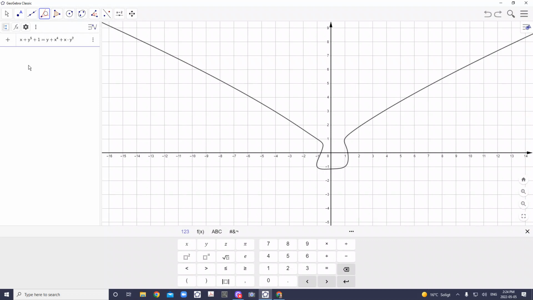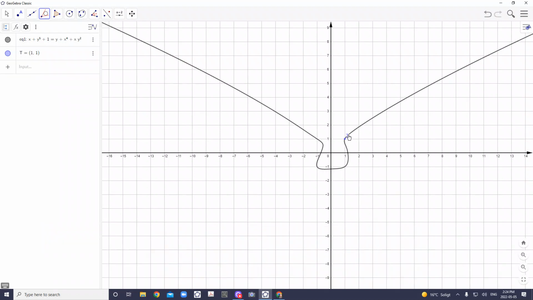But let me just find that point here as well. Point of tangency, let me call it, is equal to 1 and 1. I don't know why I typed this, I'm sleepy. I was working on a problem, I couldn't sleep yesterday. Okay. So, now, this is tangent.